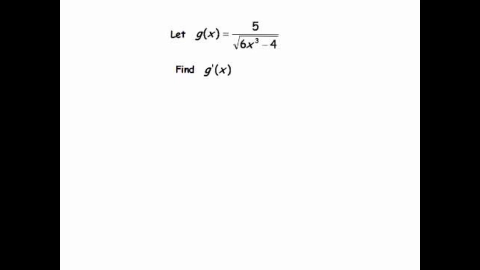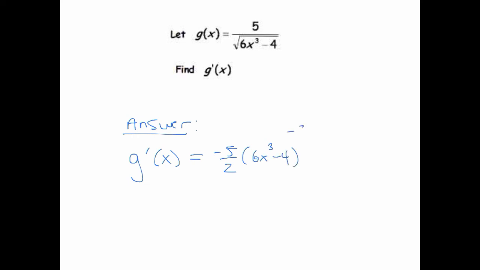All right, so if that went well, you should have gotten that g prime of x equals negative 5 halves times (6x cubed minus 4) to the negative 3 halves times 18x squared. Now if you simplified it, which you don't have to do, you might have gotten this. All right, so hopefully that went well. If not, maybe go and try to examine what went wrong.